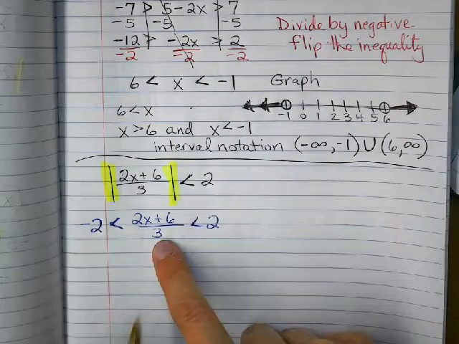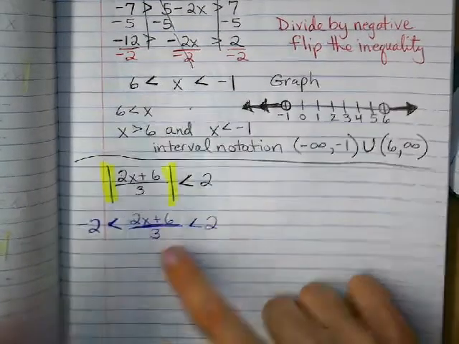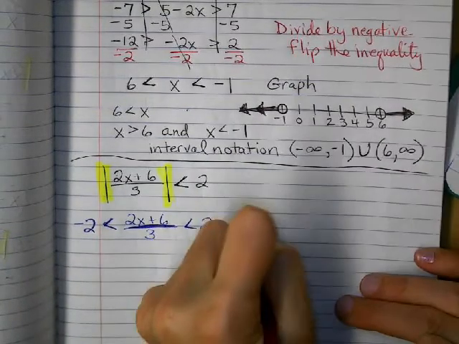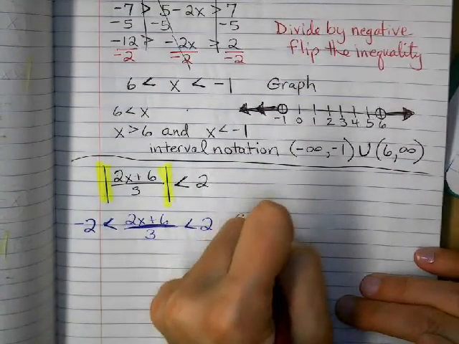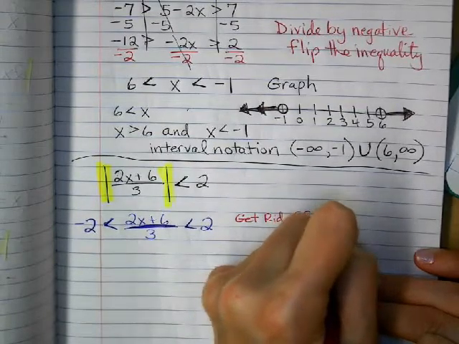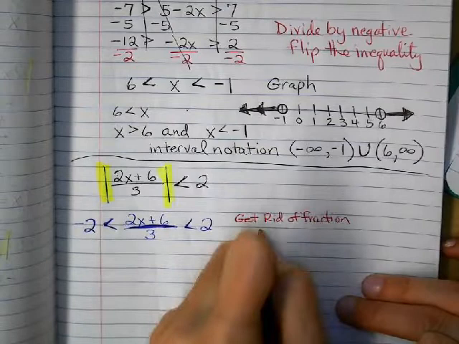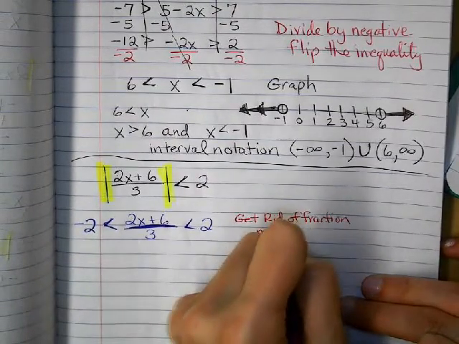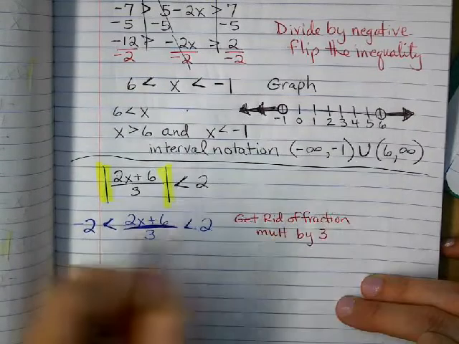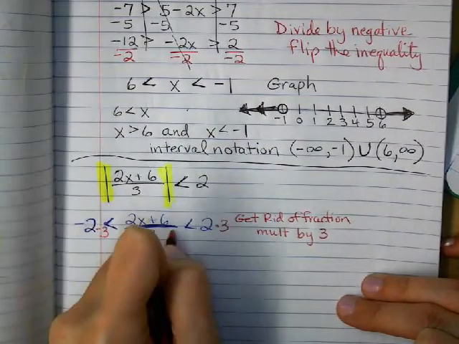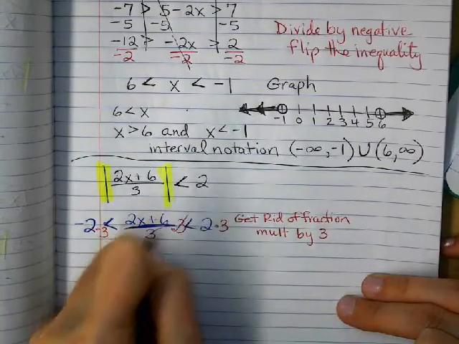Okay, now you have a fraction here, so you have to get rid of the fraction. How do you get rid of the fraction? Well, a fraction means divide by 3, so you have to multiply by 3. Times 3, times 3, times 3, that'll just get rid of the 3 in the middle.